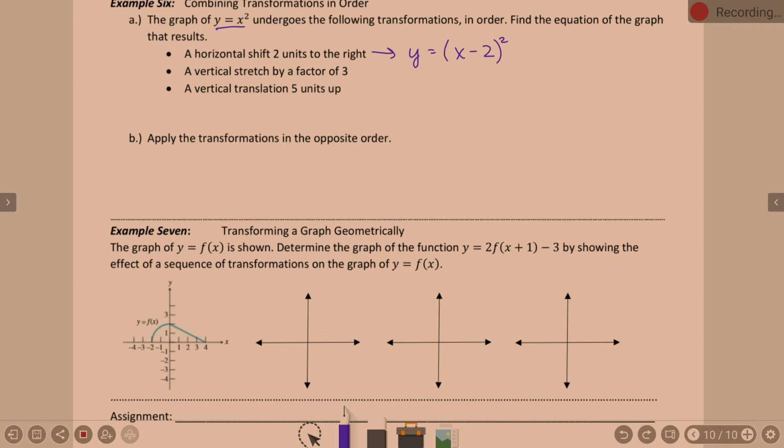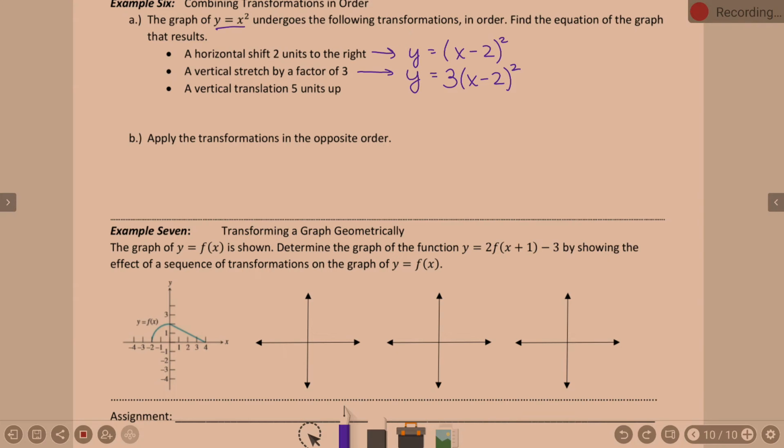Now, what about if I add in a vertical stretch by a factor of 3? We're taking what we already have, the x minus 2 squared, and now we're going to stretch that by a factor of 3. Would it be 3 and then the parentheses? Mm-hmm. So 3 parentheses x minus 2 squared. Because it's x minus 2 squared, it's not something you distribute in or anything. It just stays out front.